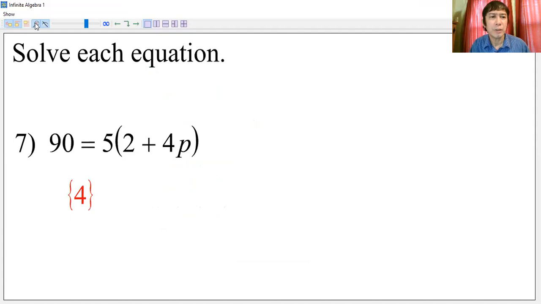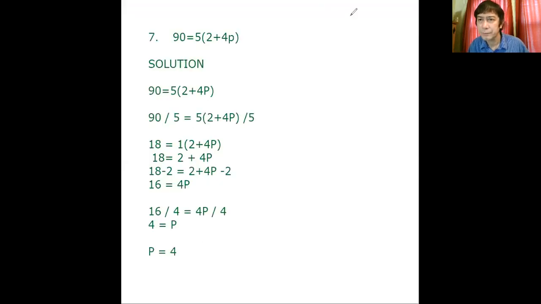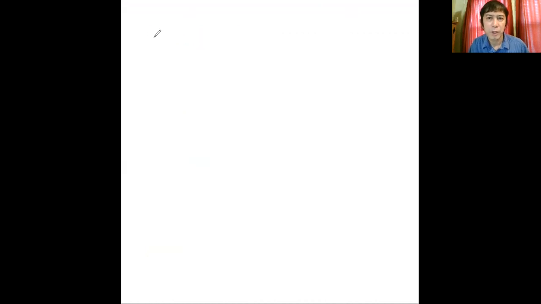All right, we'll try to do the next number, number 8. Okay, here's number 8: negative 3 times the quantity 7n minus 8 equals 150. So we shall go back to the other screen, the whiteboard, so we can solve it there. All right, so going back to the whiteboard again. And then we're back to the whiteboard. We're going to erase this part here, and then we will now be doing number 8. Okay, so to start with this, we will have to copy the problem.